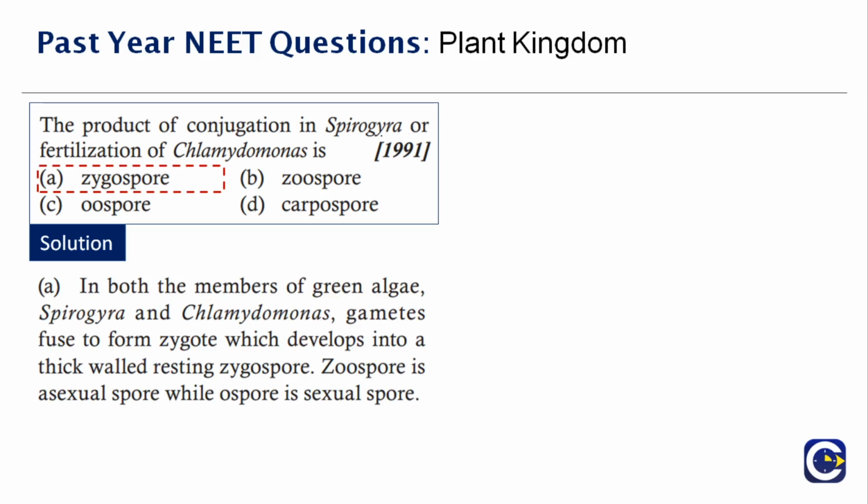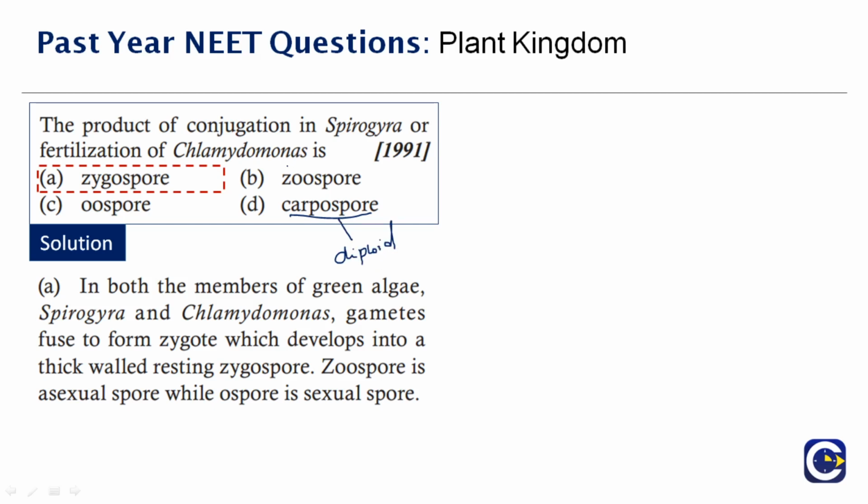Now you know what zygospore, zoospore and oospore are, they are all motile spores. But here is something different called carpospore. Has anybody heard about it? I will tell you what it is. See, carpospore is actually a diploid spore. It's a diploid spore produced by red algae.